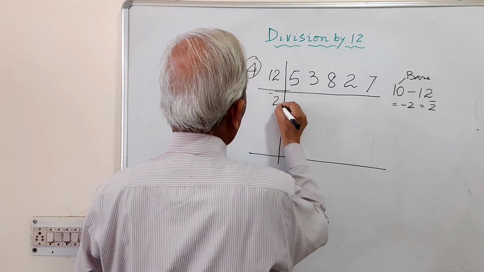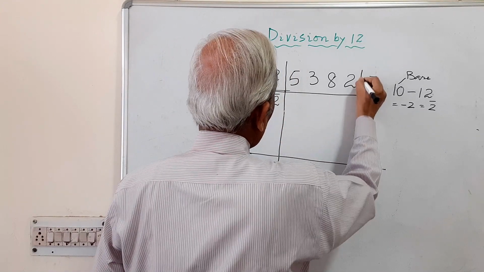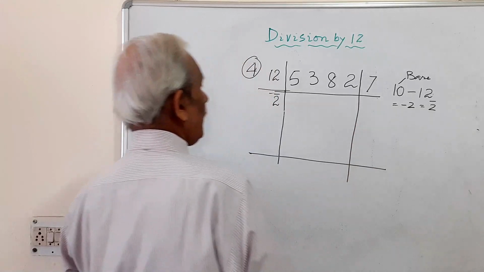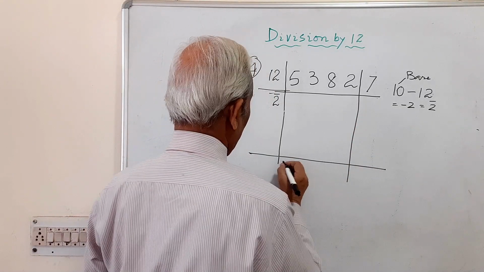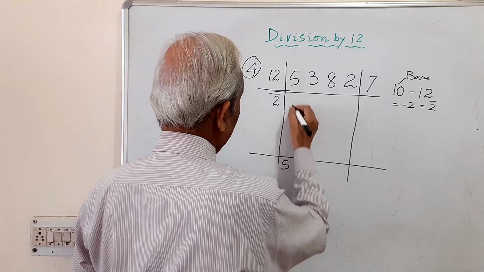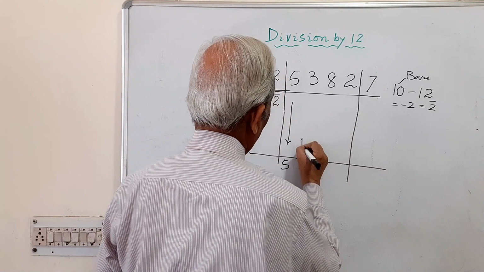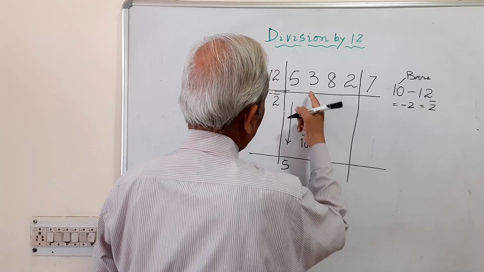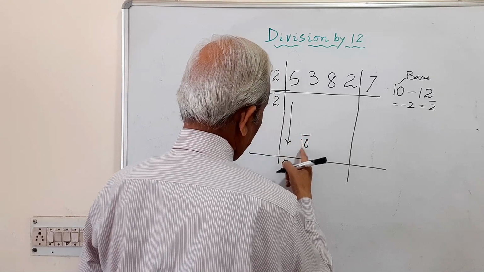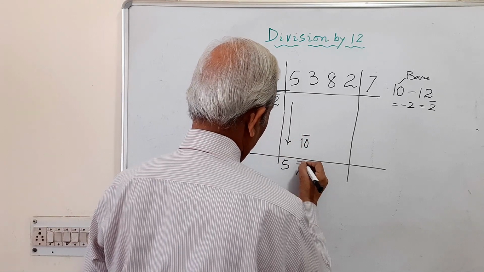Write 2 bar, put one line here. Okay, now put down 5 as it is. 5 into 2 bar is 10 bar. 3 plus 10 bar is 7 bar.